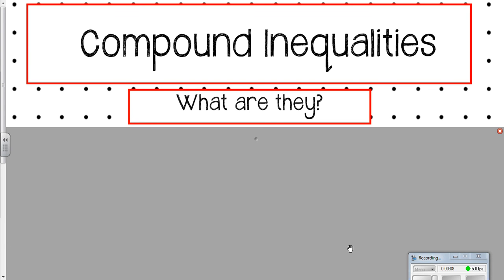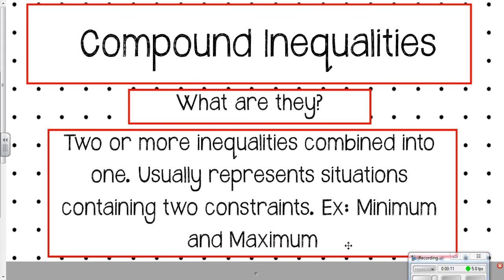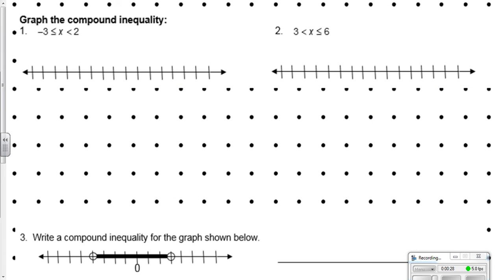So right off the bat, what are they? Compound inequalities are two or more inequalities combined into one. They usually represent situations containing two constraints, like a minimum and a maximum. For example, you want your score on your test to be between 85 and 100. You give me a minimum of 85 that you want to be greater than. You give me a maximum of 100 that you'd like to be less than. That would be an example of a compound inequality in our real world.